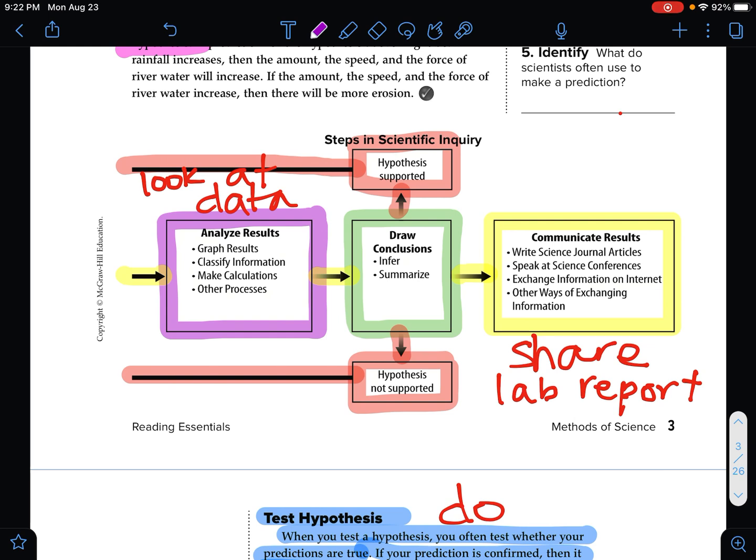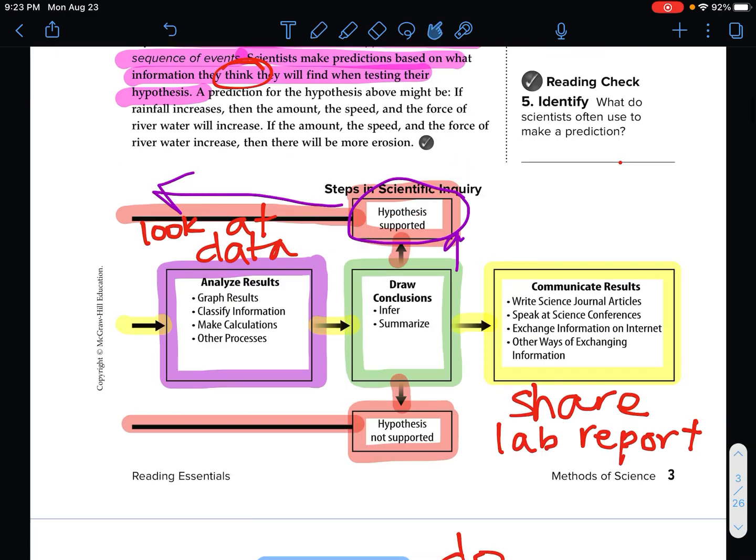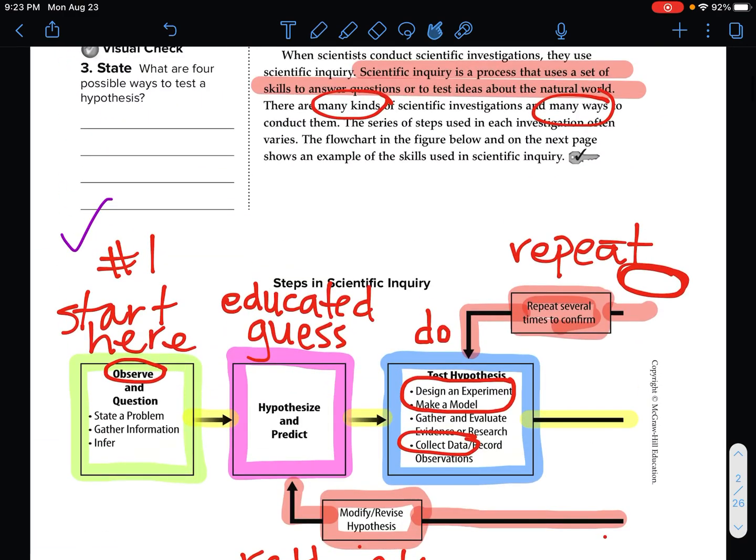So then you're going to think, when you come up like this direction, was your hypothesis supported? Was what you thought was going to happen, did that actually happen? So we are going to say yes it is supported, and that is going to send us back up to here, where we now have to repeat our experiment. We're going to repeat several times to confirm.